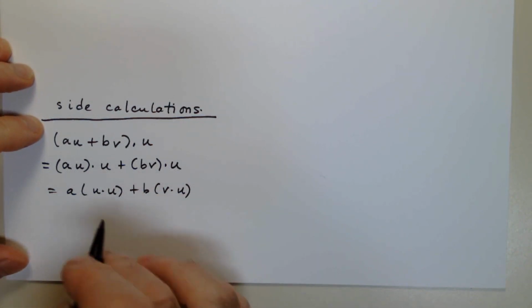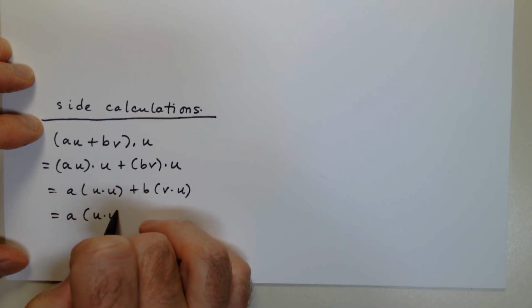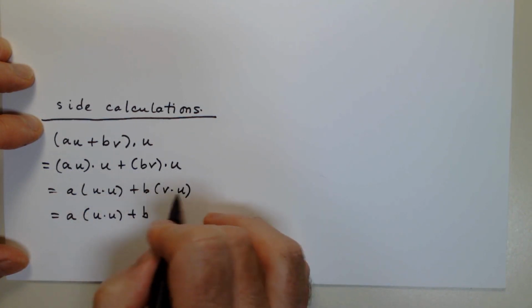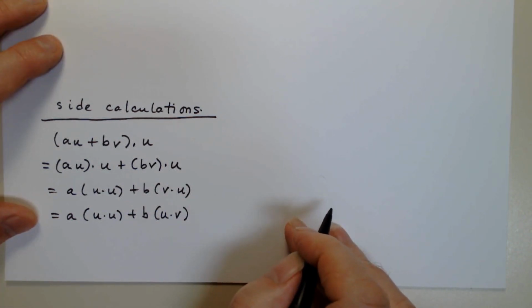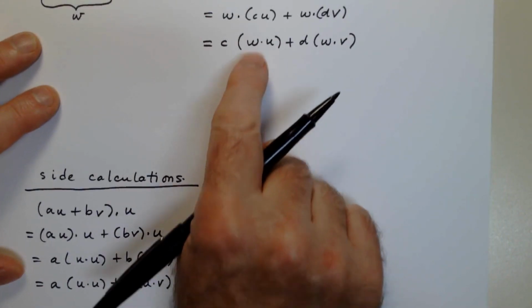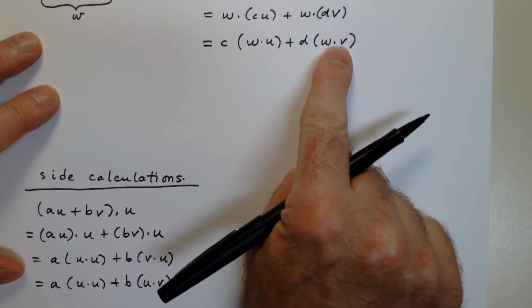I'm just going to do one extra step. This is just to help me get to my final form. I'll use the commutative law and write this one as u dot v. Okay? So that's one of my side calculations. I'm going to be able to use that to replace that one. And I'm going to do now another calculation for w dot v.